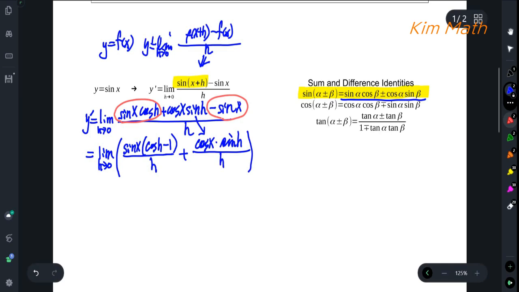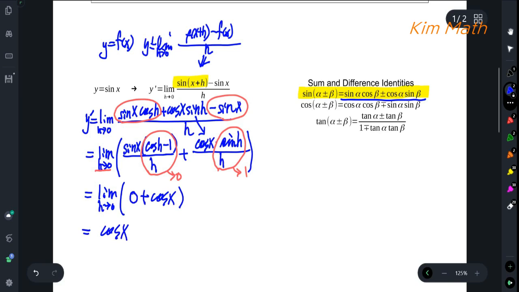Now, at this point, I hope you remember the two very famous limits. When h approaches 0, remember that this approaches 0 and this approaches 1. Okay, so you have only the limit as h approaches 0. For the first part, you have a 0. For the second part, you have cosine of x. Wow, you have just cosine of x, right? So y prime equals cosine of x.